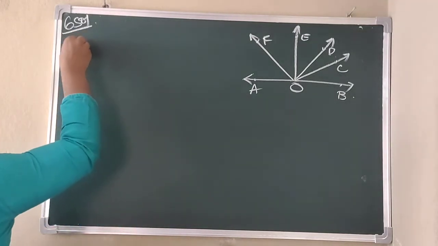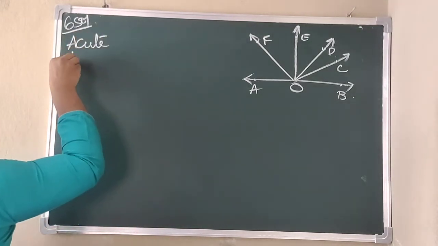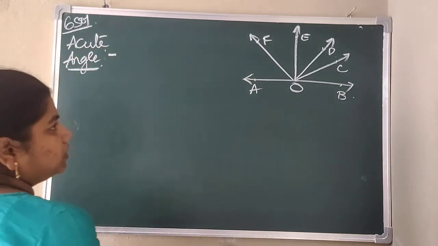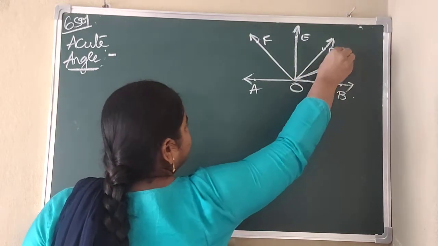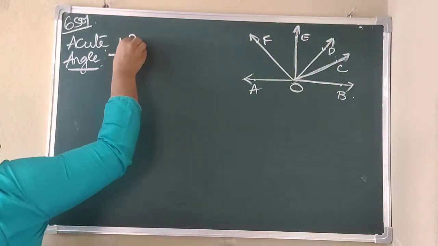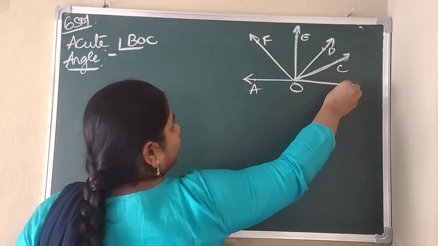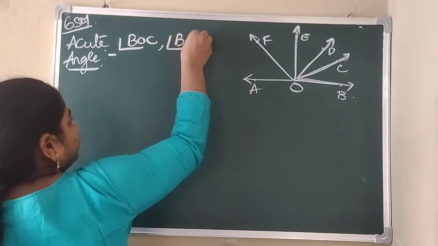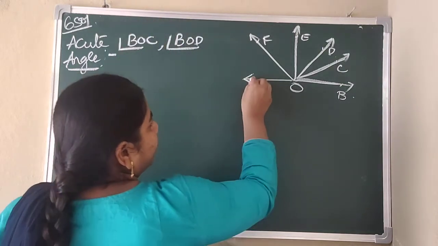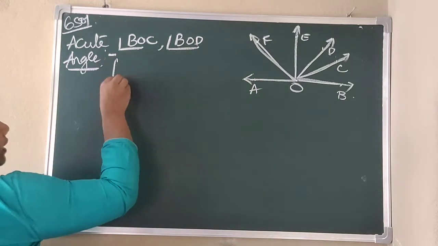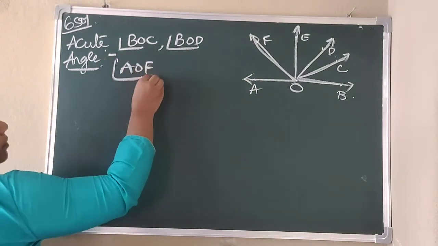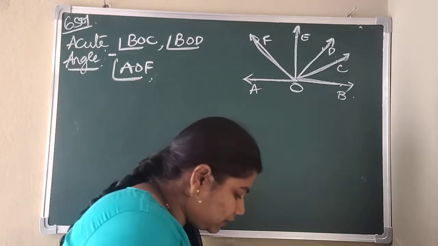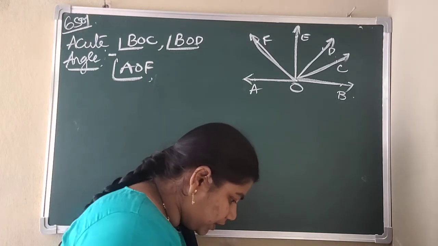So first I am writing for acute angles. What are the acute angles here? BOC is an acute angle. Angle BOC. BOD is also an acute angle. AOF is also an acute angle. So these 3 are acute angles that have been formed.